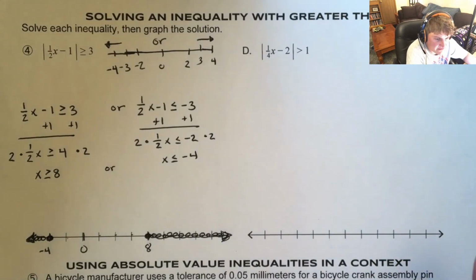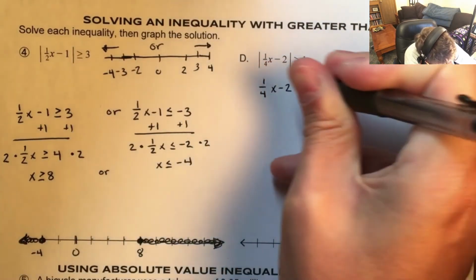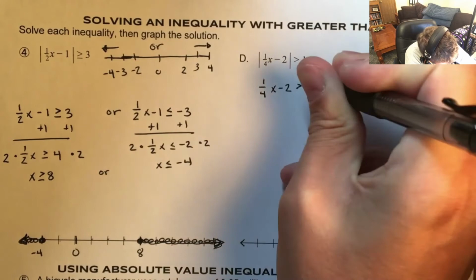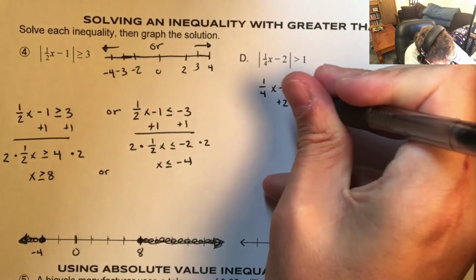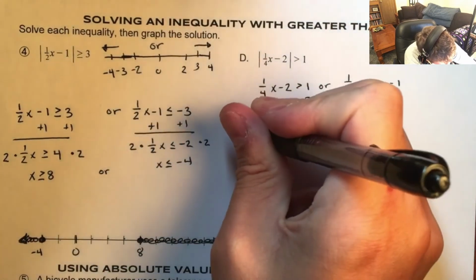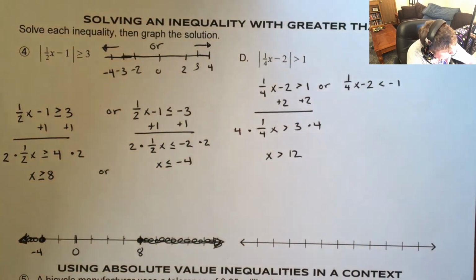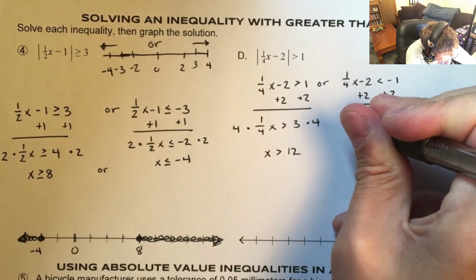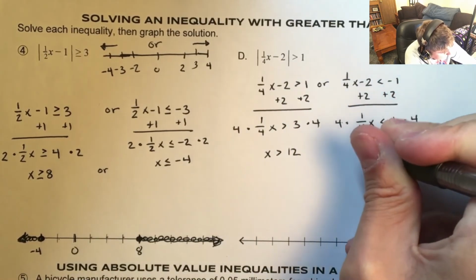So I'm assuming you paused the video already and you're here to see how you did. I have a fourth of x minus 2 is greater than 1, and a fourth of x minus 2 is less than negative 1. This is an "or" inequality. So I can add 2 and get a fourth of x is greater than 3. Multiply by 4, so x is greater than 12. Here I can add 2, so a fourth of x is less than 1, times 4, x is less than 4.